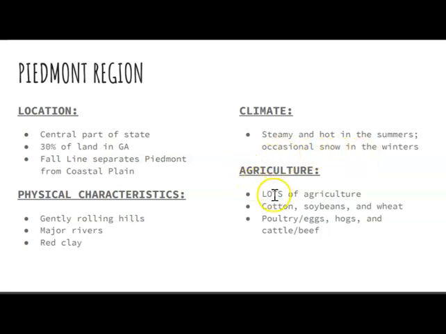For agriculture, lots of agriculture. Cotton, soybeans, and wheat. We have poultry, eggs, hogs, and cattle and beef that are all raised in the Piedmont region.